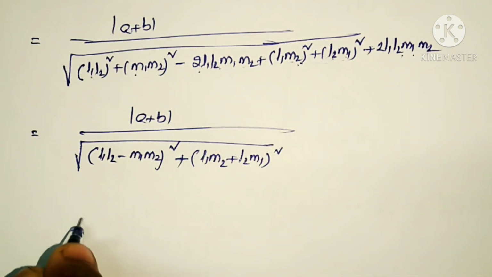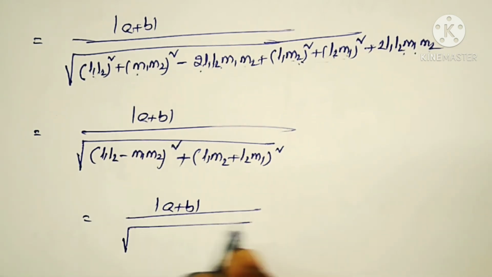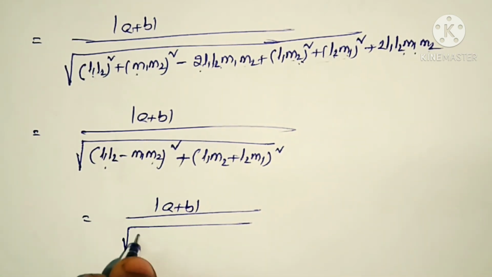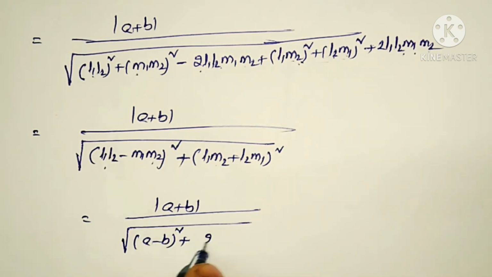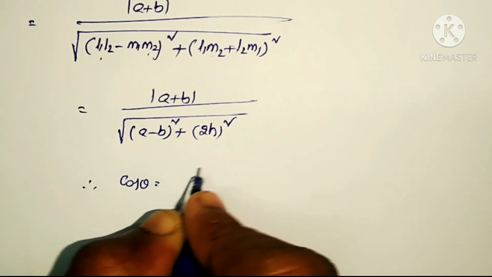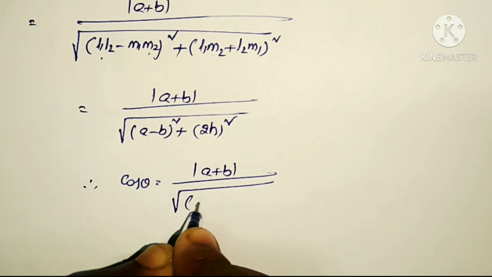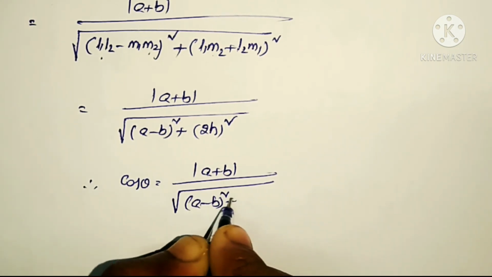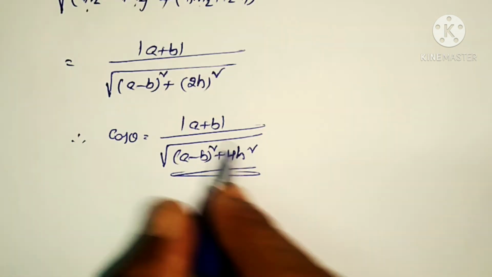And this is equal to mod A plus B by, already at the starting we have the values, this is A and this is B, that is A minus B whole square, and this value is equal to 2h whole square. Therefore the answer, cos theta is equal to mod A plus B by square root of (A minus B) whole square plus 4h square. So this is the answer, the most important theorem between the lines.